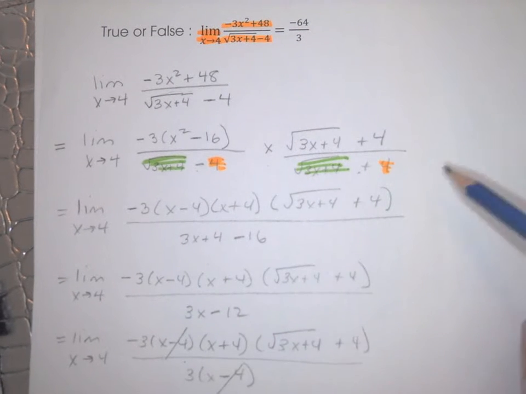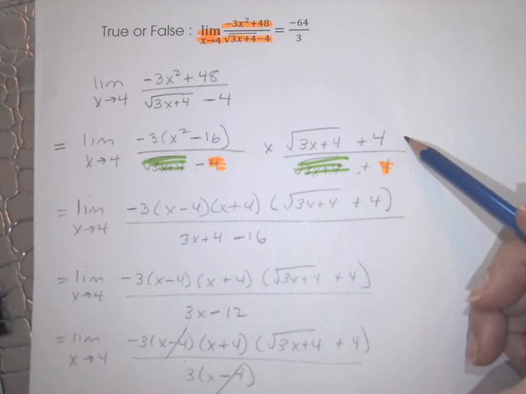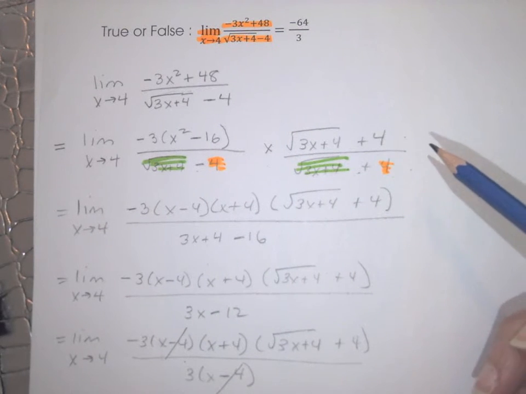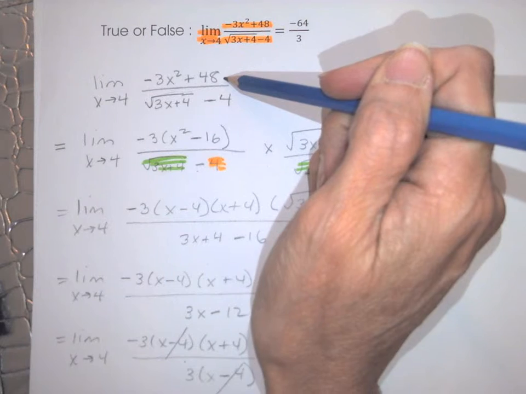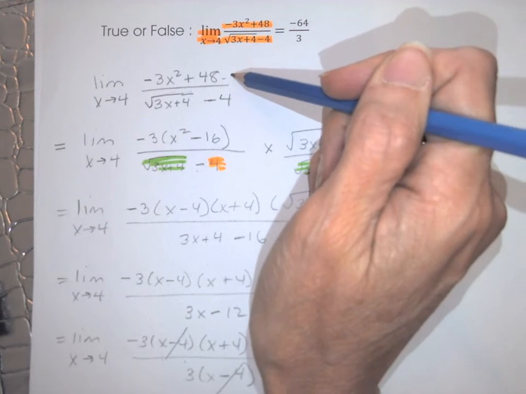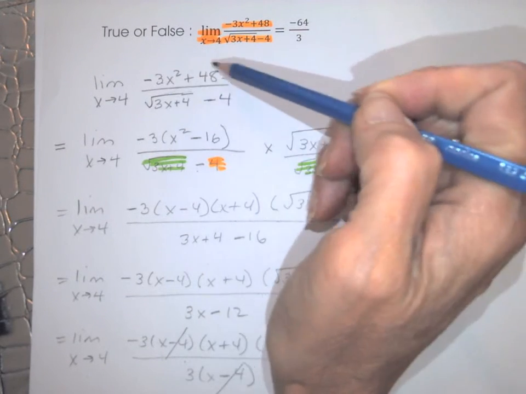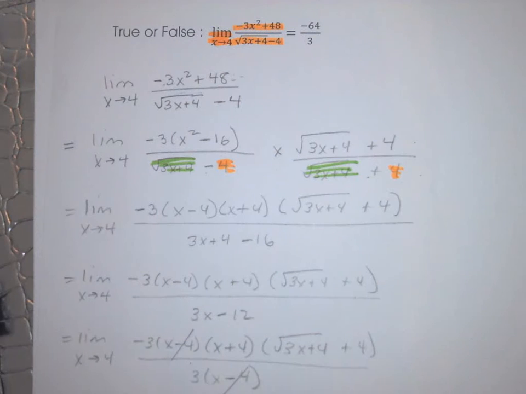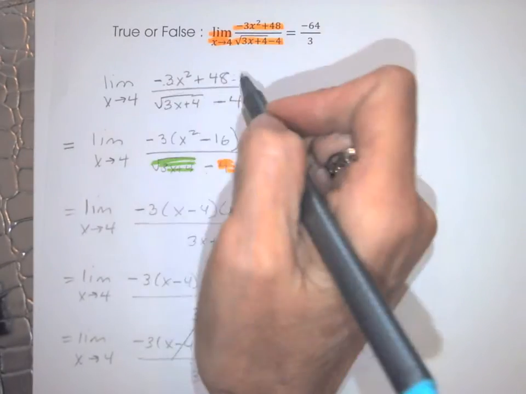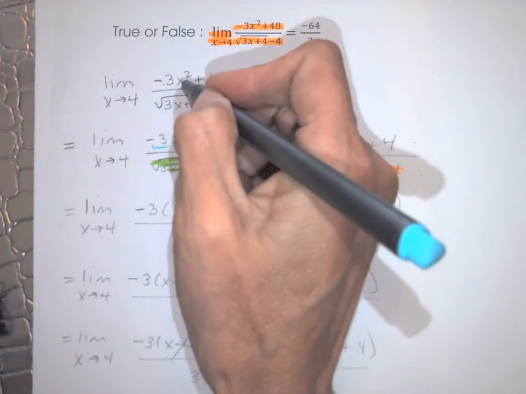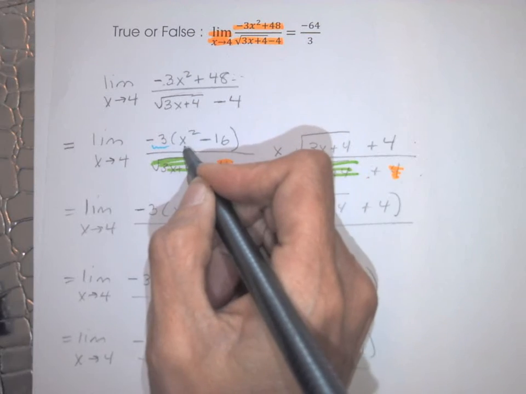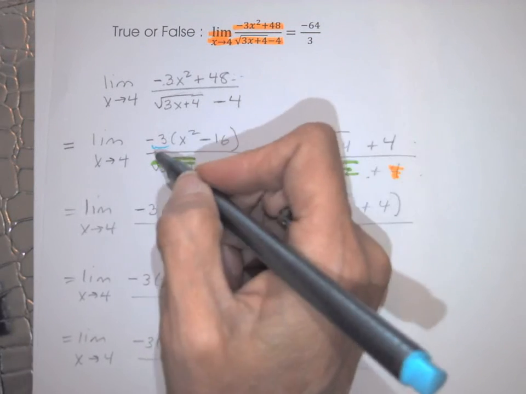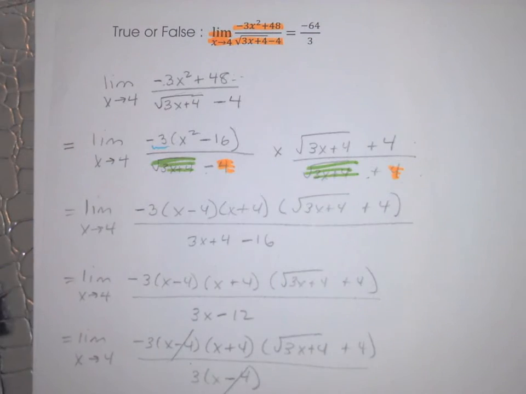And then whatever I do to the bottom, I also have to do to the top. And I know that often factoring is involved, and I saw right away I could take a common factor of negative 3 out. So I common factored negative 3 out of negative 3x squared plus 48. Negative 3x squared divided by negative 3 gives me x squared, and 48 divided by negative 3 is negative 16.